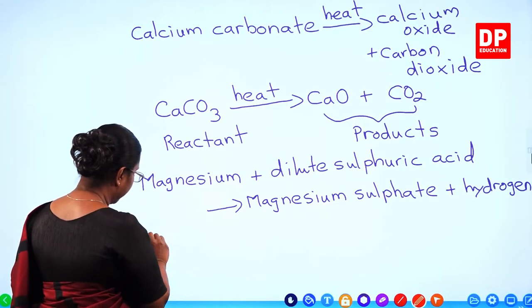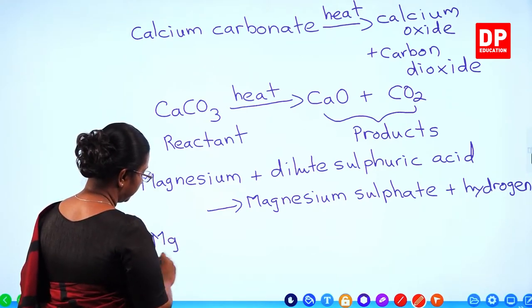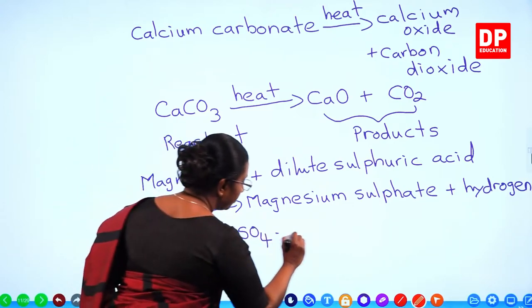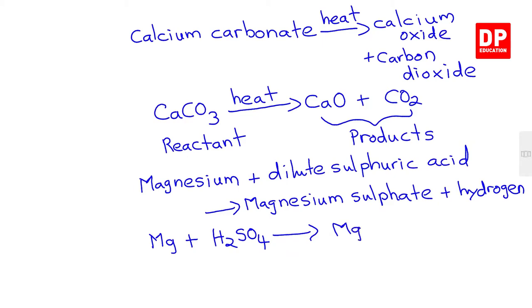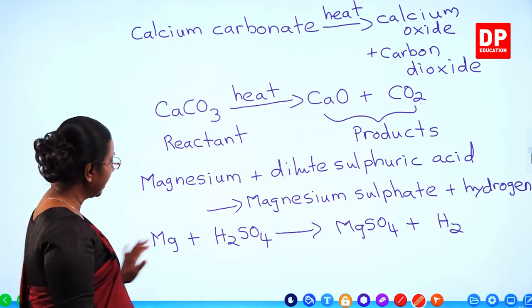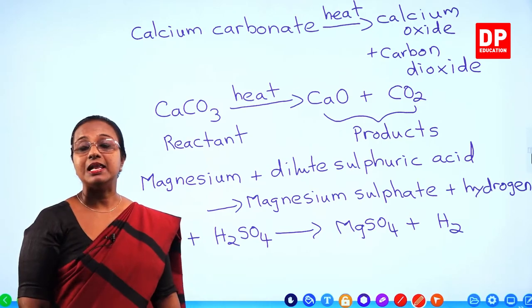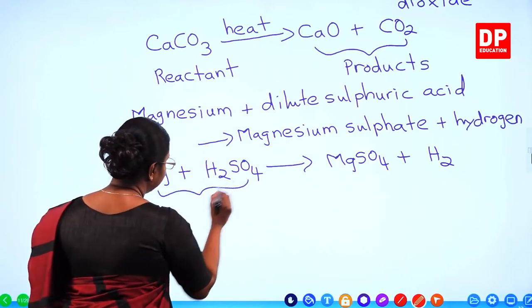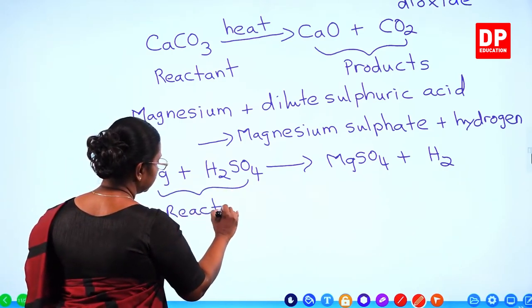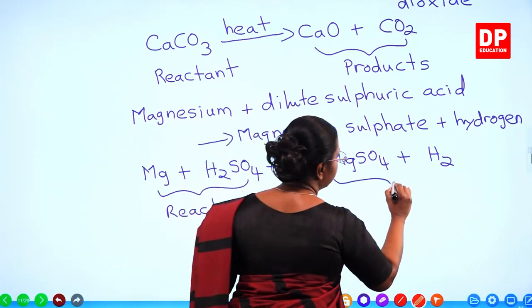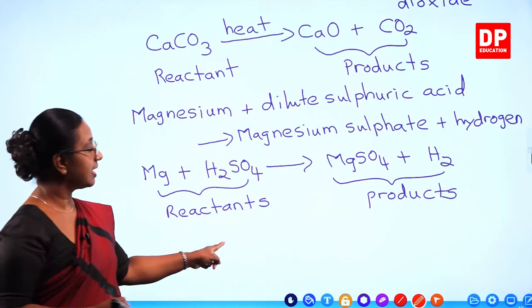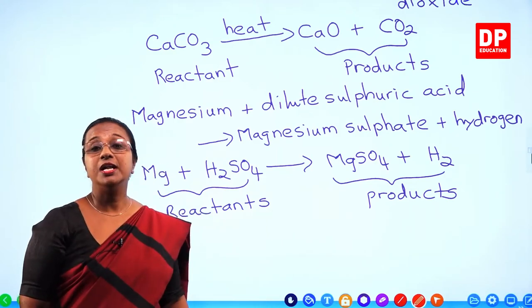hydrogen. So again, if we write it as a balanced equation, magnesium, sulfuric acid is H2SO4, you will get magnesium sulfate and hydrogen gas. So that is the word equation. This is the balanced chemical equation. So here you can see, students, two reactants and two products. So initial substances are rearranged to form new substances.